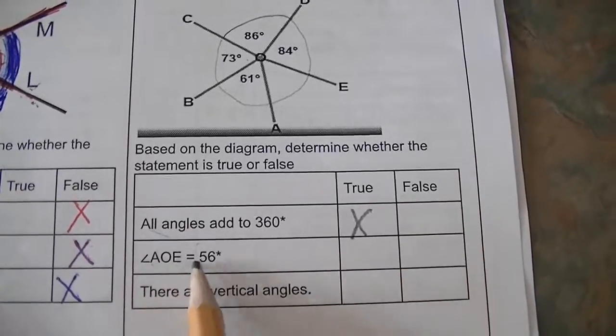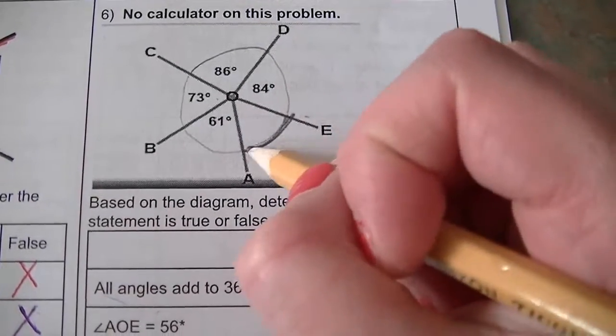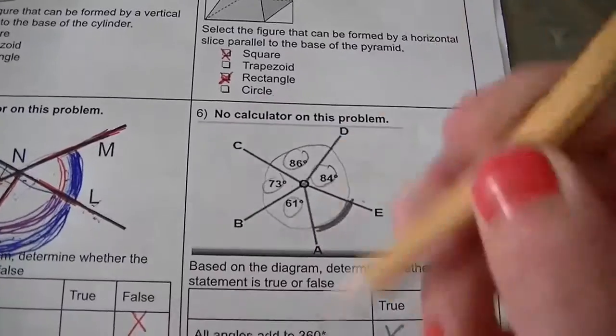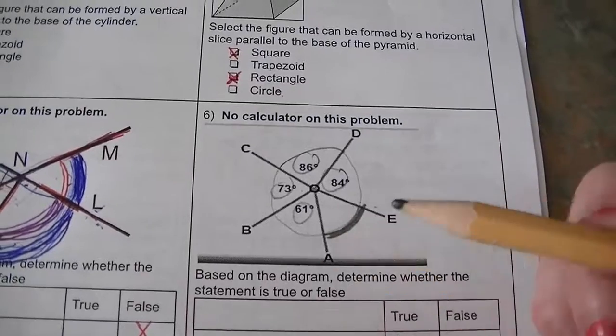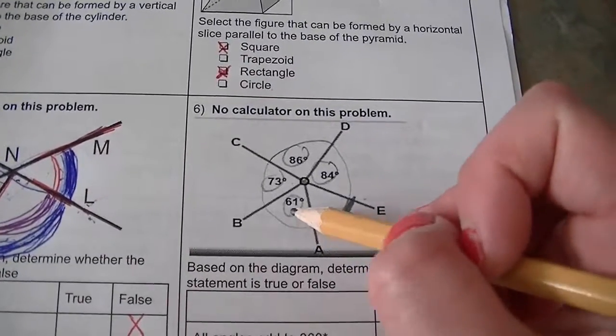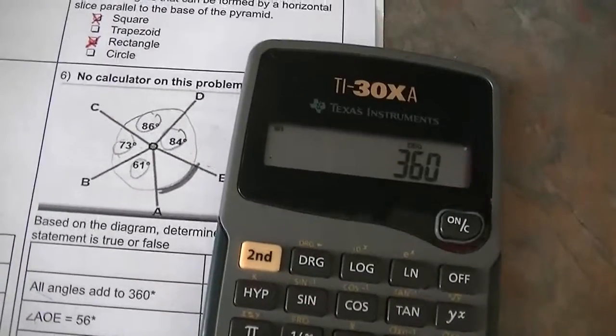Okay, angle AOE is 56 degrees. So they're saying this right here is 56 degrees. You can add them all together and subtract it from 360, or you can start off with 360 degrees and subtract each one. And I think that's kind of faster. So do whatever works best for you. So I know that they'll all have a sum of 360 degrees.